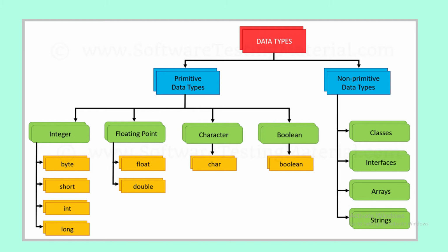Further, integer data types under the primitive data types can be of four types: byte, short, int, and long. Floating point can be categorized into float and double, whereas character can be represented by char, and the Boolean data type is represented by the keyword boolean.